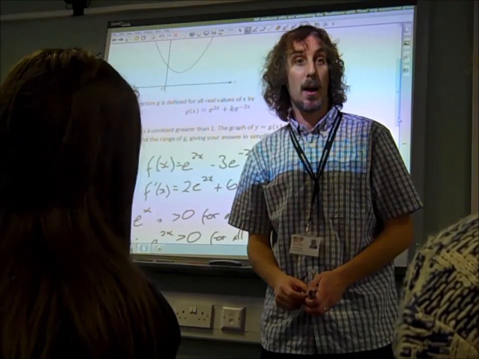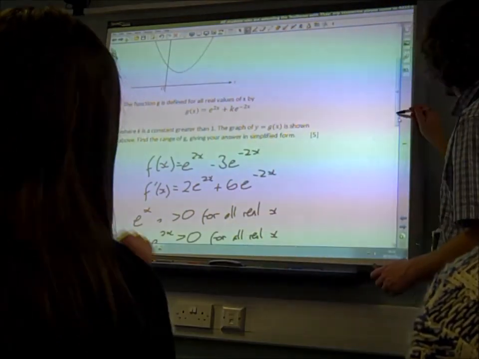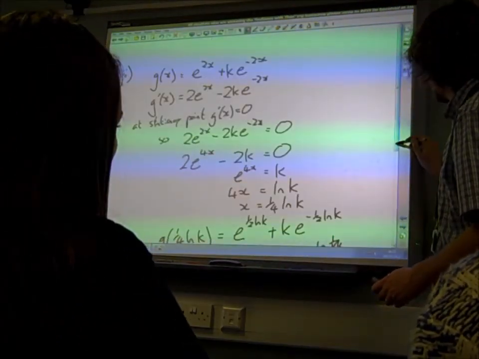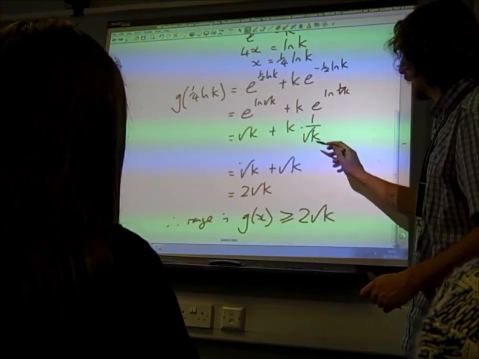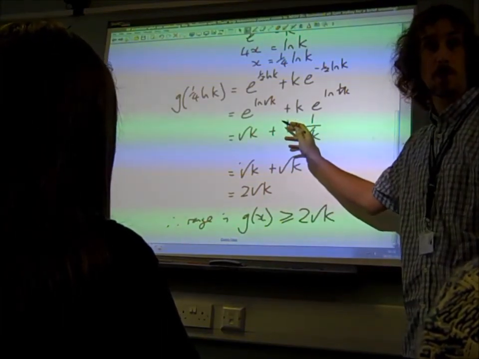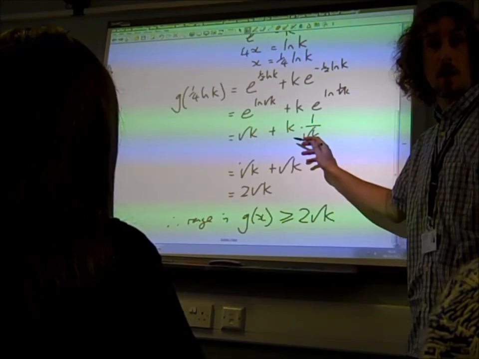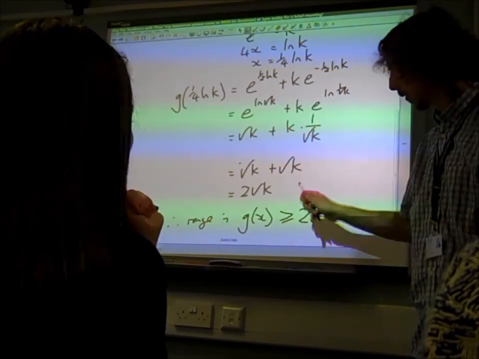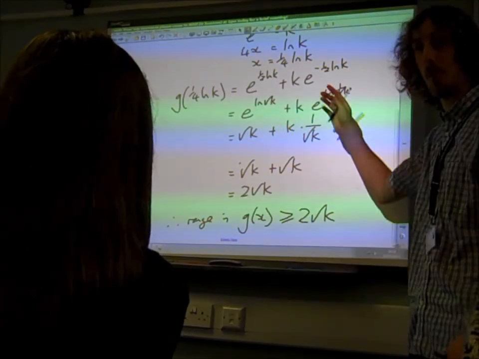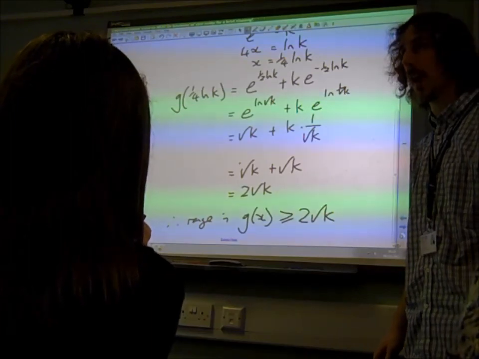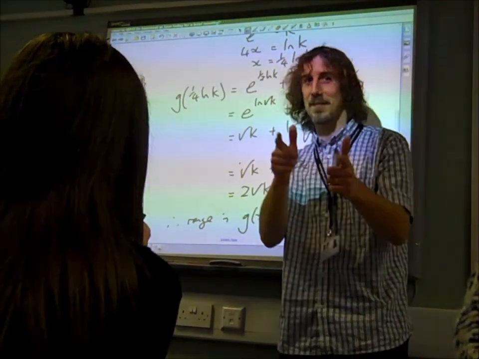You know when you get k over root k, how does that equal root k? Because that's k to the 1 divided by k to the half, and you subtract the powers. Does that make sense? So 1 minus a half, which is a half. I think we're done. And that's maths.